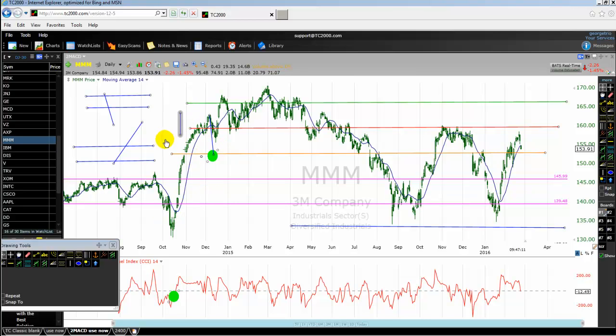Consolidation breakout. Project the size of the consolidation 3 times. First projection, orange line. Second projection, the red line. The third projection, the green line. Leave them on your chart, okay?